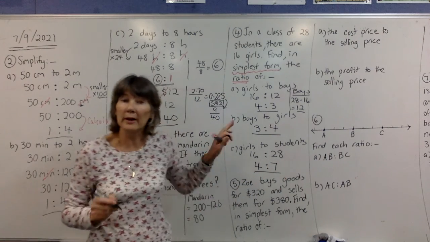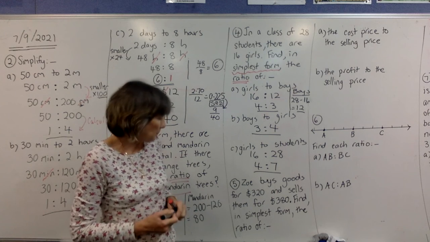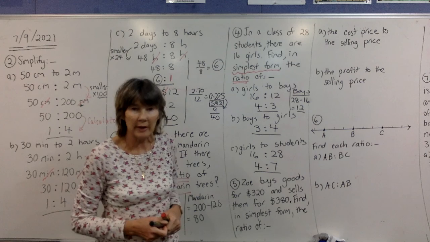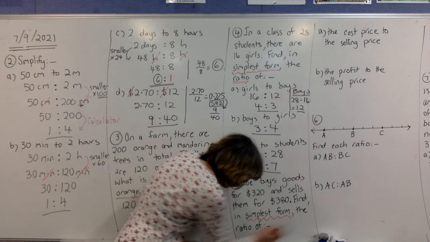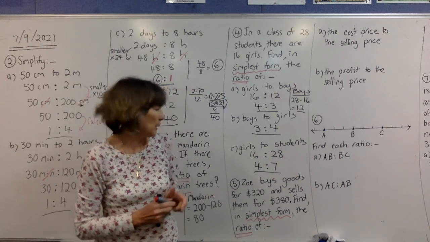4/7, which we write as 4 to 7. All right, let's look at the next one. Zoe buys goods for $320 and sells them for $380. Find in simplest form the ratio of, and then it's got a few things up here we're looking at.